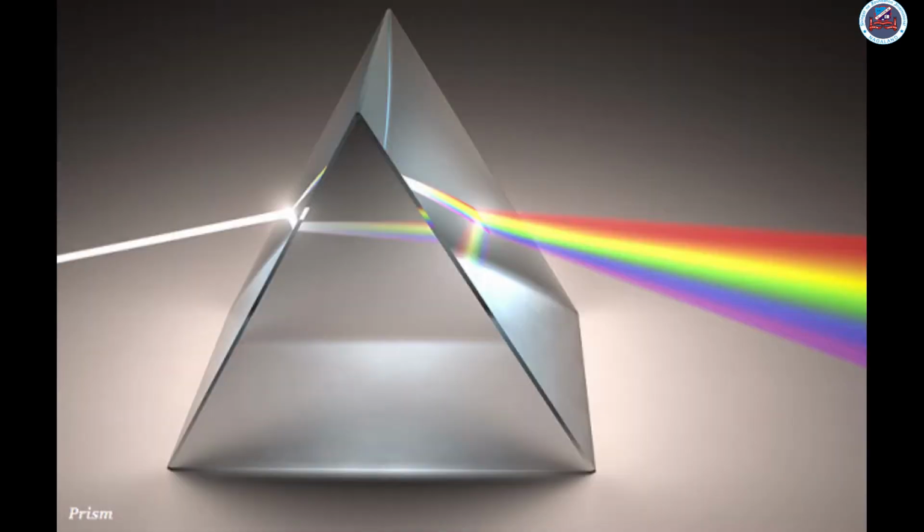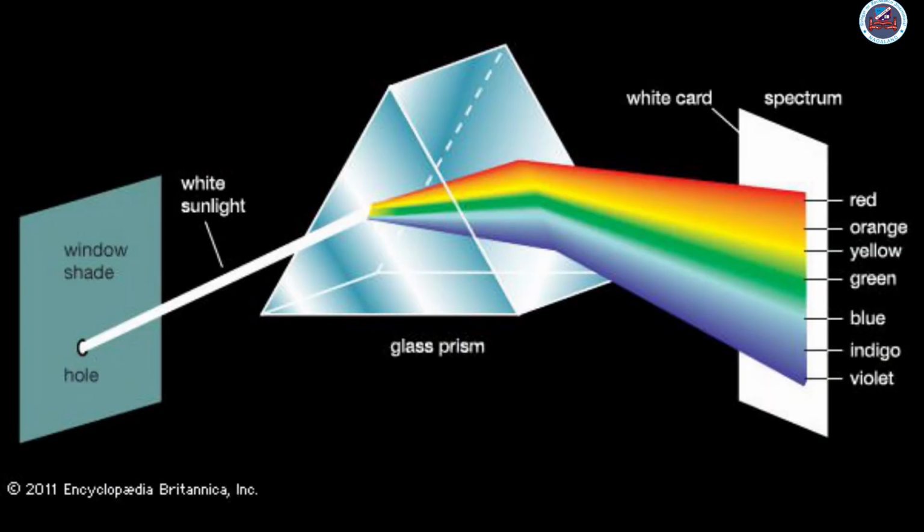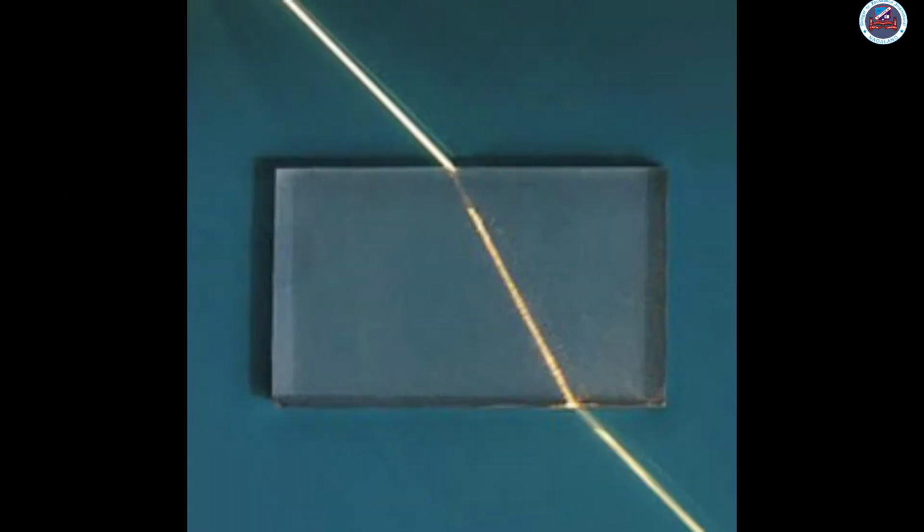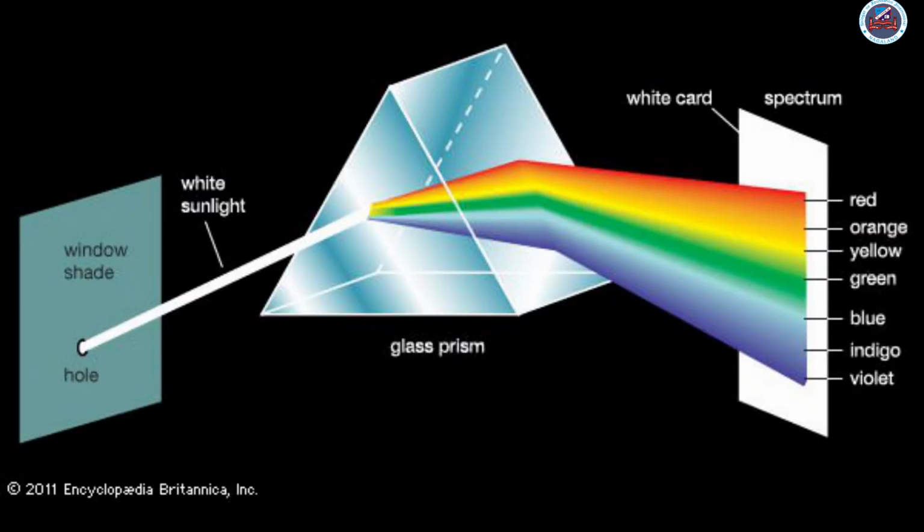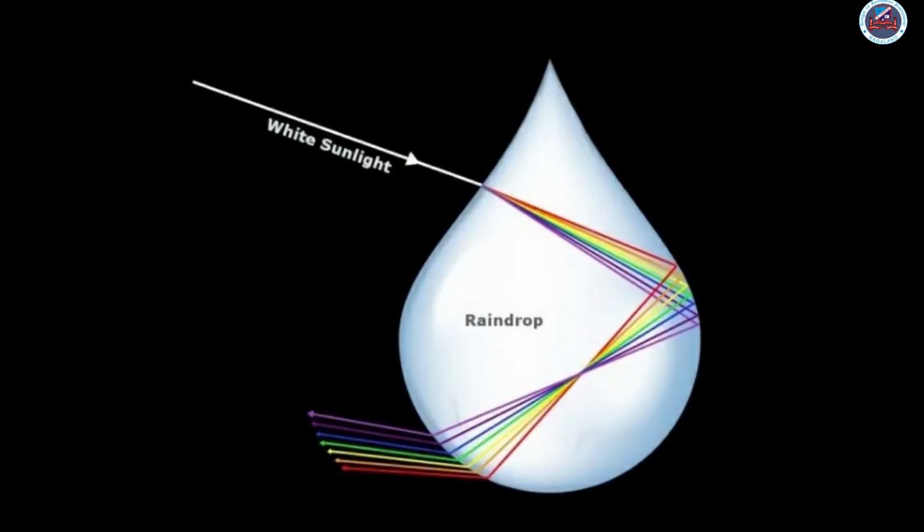A prism is a three-dimensional object made of transparent material. When sunlight passes through a prism, it bends. This is called refraction. Refraction means the bending of light when it passes from one material to another. The angle of bending is different for various colors of light, that is, red, orange, yellow, green, blue, indigo, and violet. In a rainbow, every raindrop acts as a tiny prism.